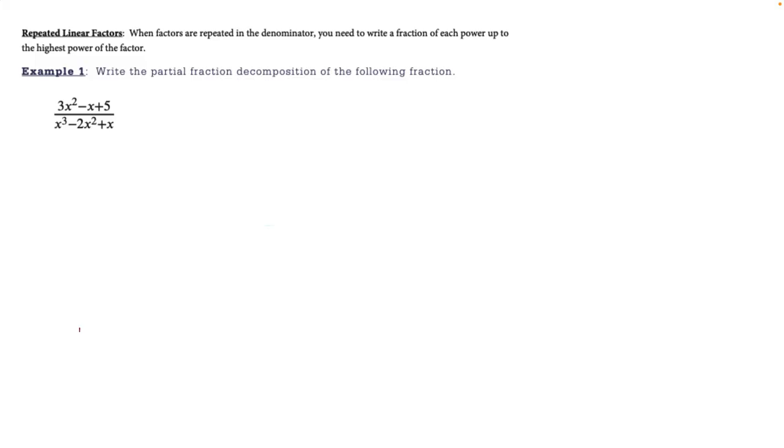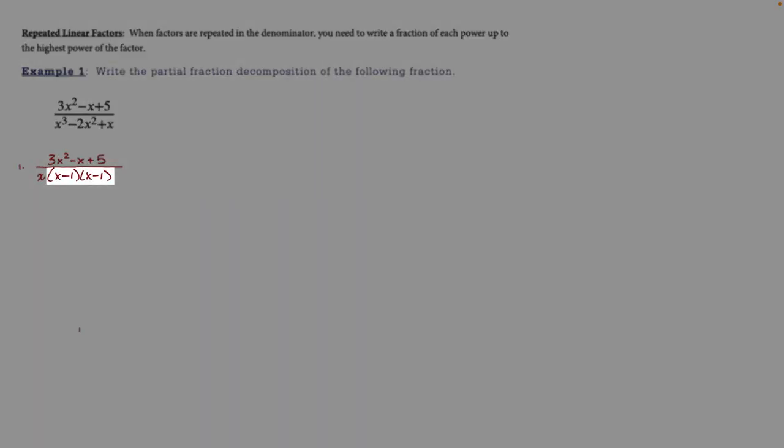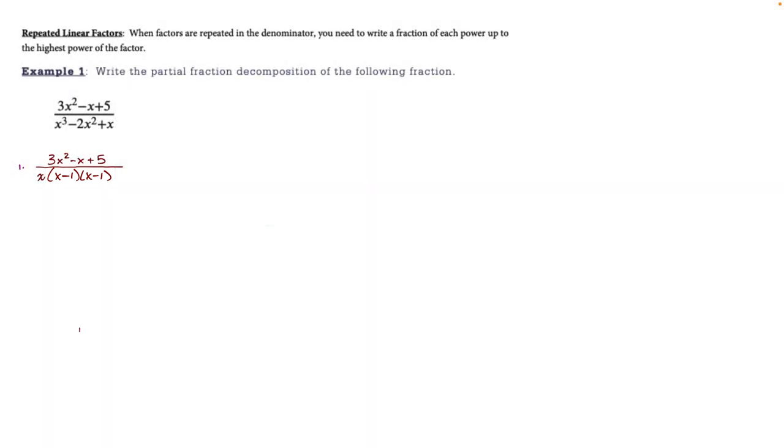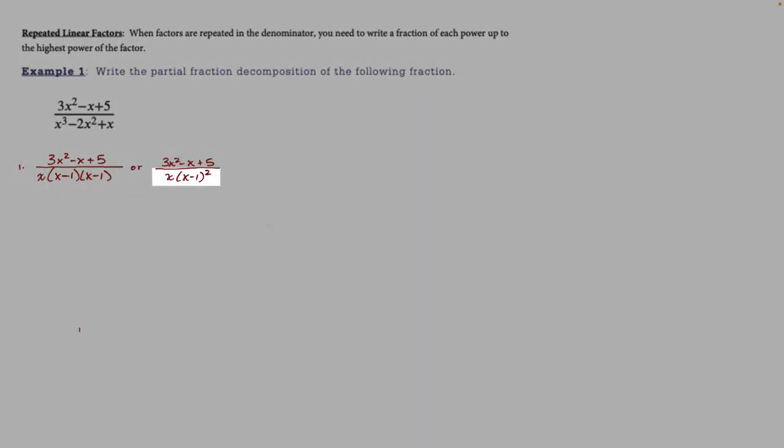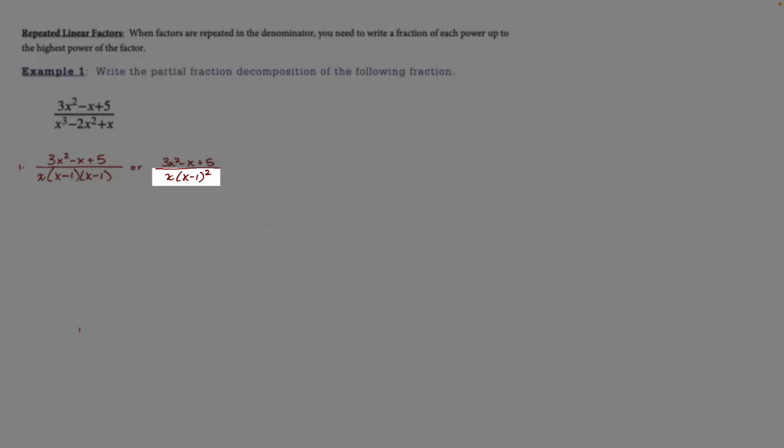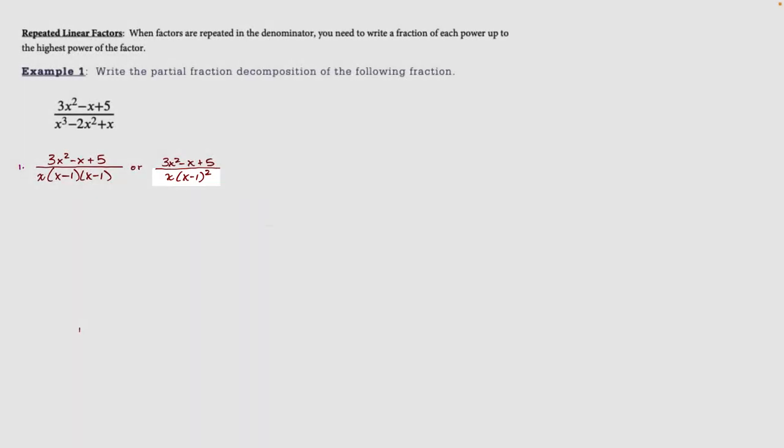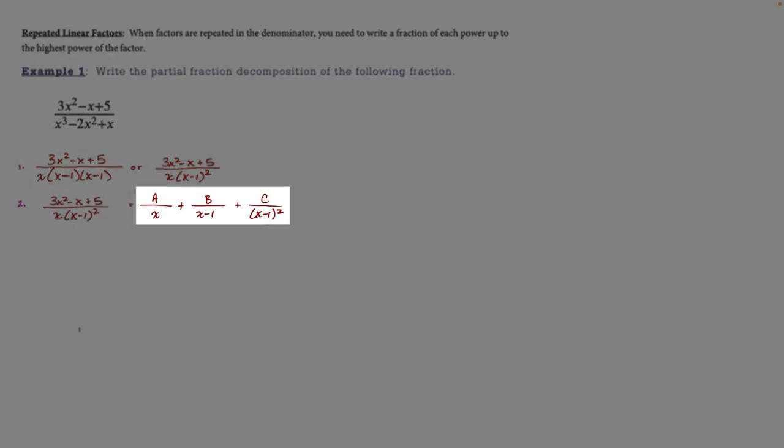And if we start our process like normal, we're going to factor the denominator. And we notice that we have an x minus 1 twice. So we could write it out as x times x minus 1 squared, and this is going to help us remember what we need to do. This is the new part right here. The setup needs to include not only an x minus 1, but an x minus 1 squared.